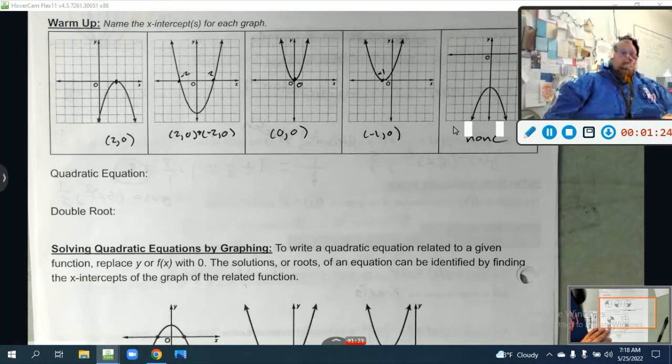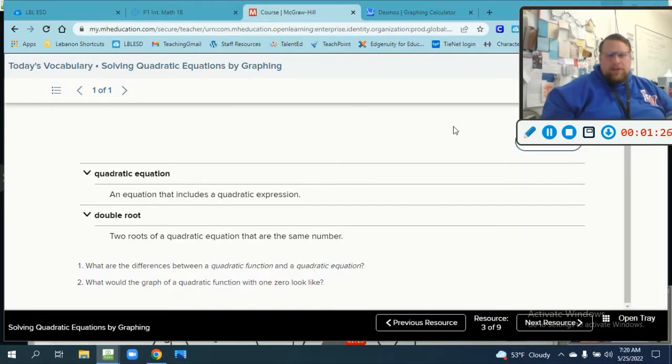Okay, so we see quadratic equation. Go ahead and write that down. It's an equation that includes a quadratic expression. In other words, an x squared, right? Double root: two roots of a quadratic equation that are the same number. Awesome. Pause this, write it down, because we are going back to our regularly scheduled program.